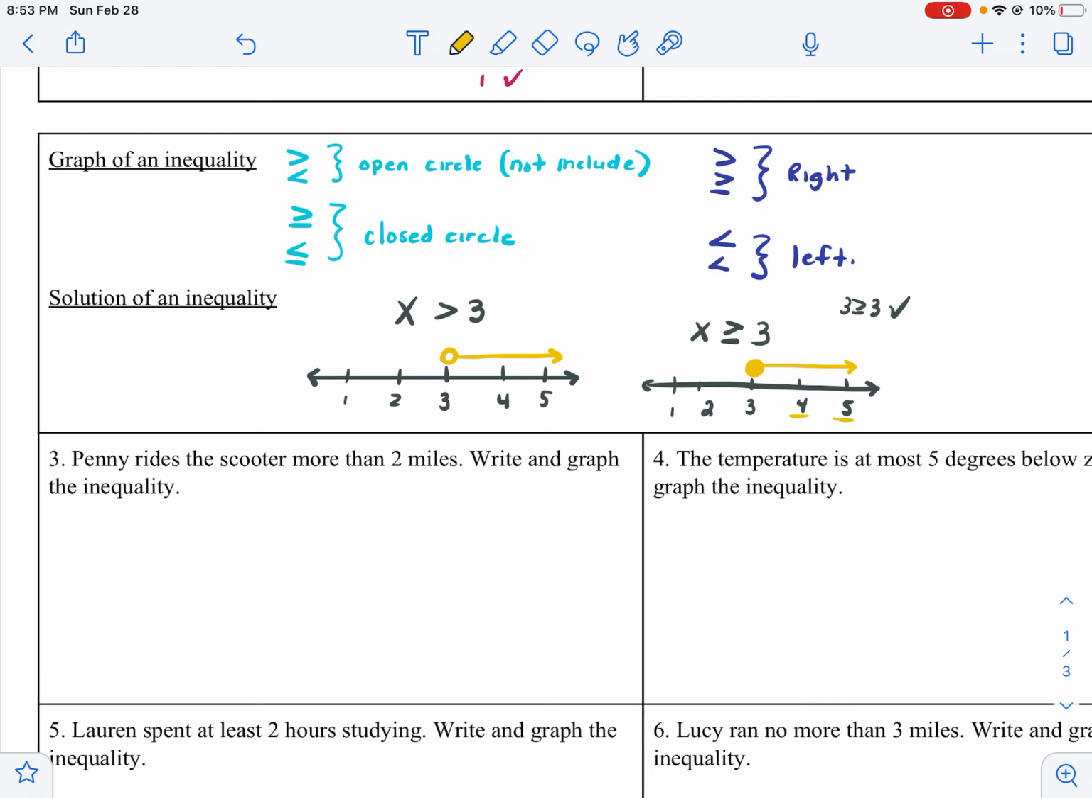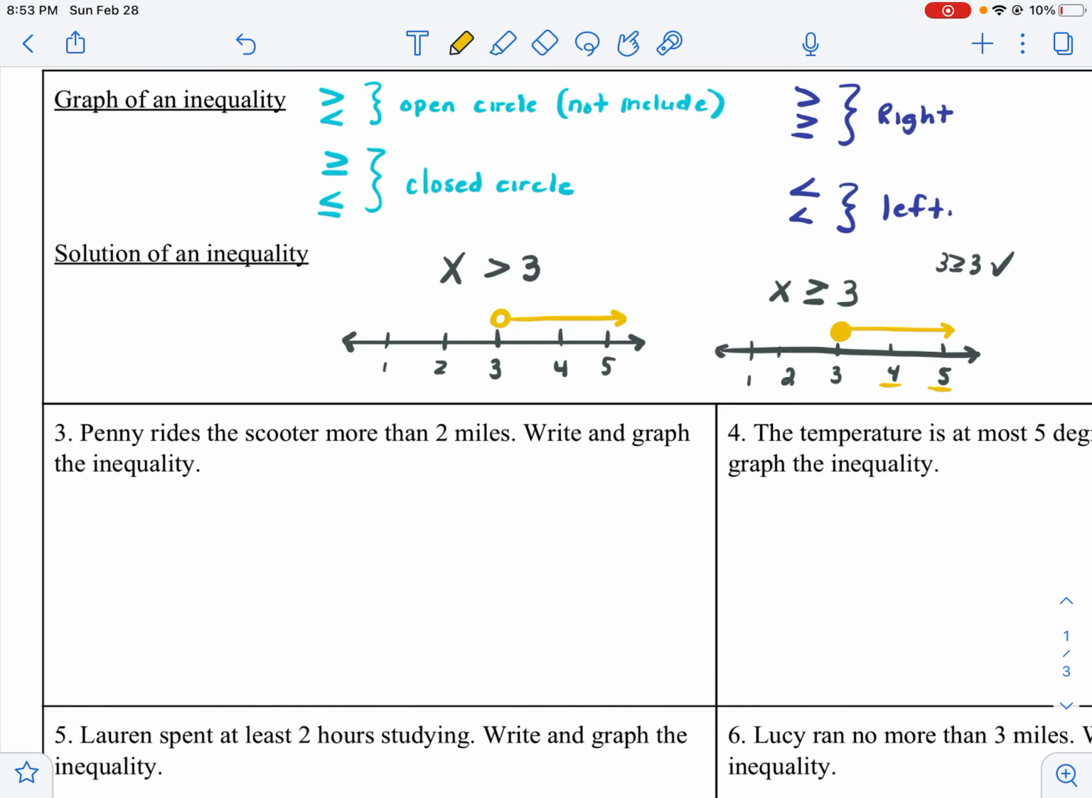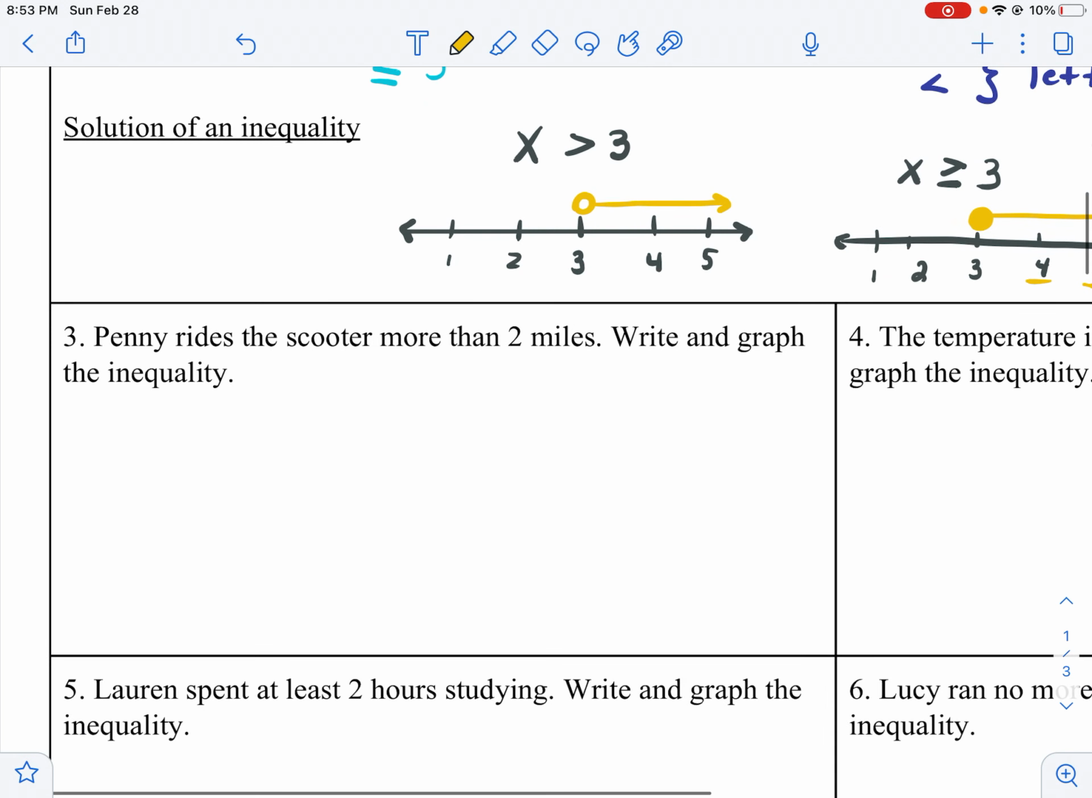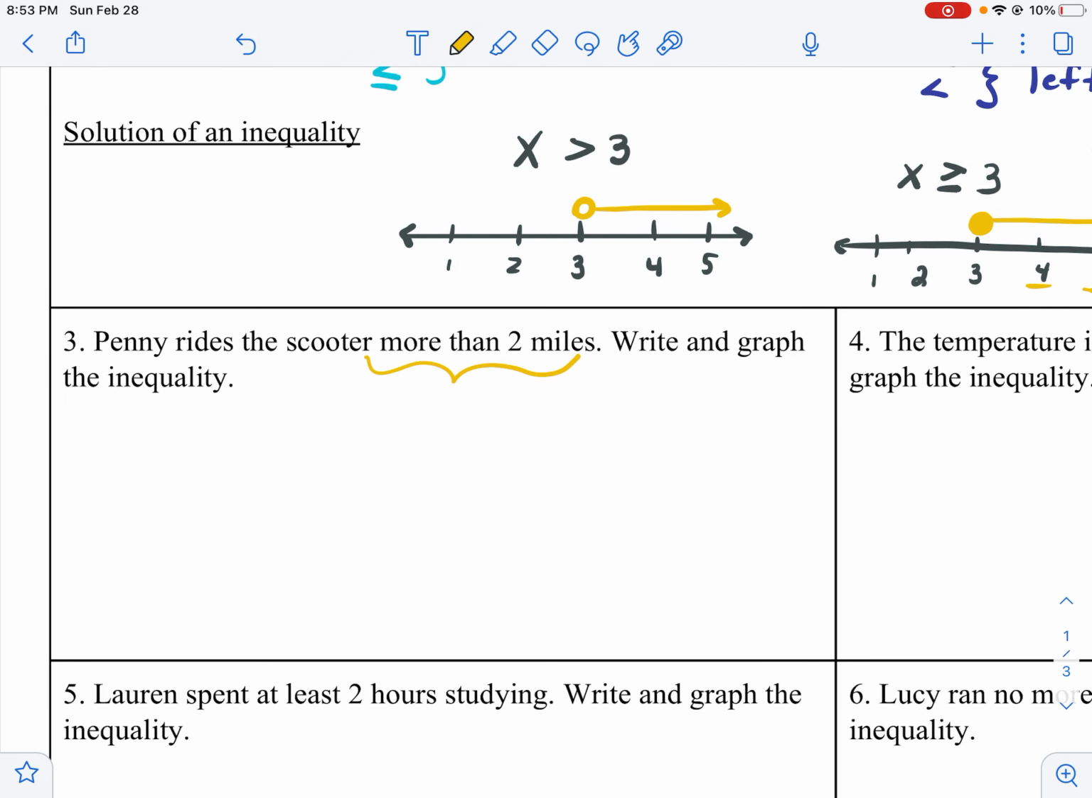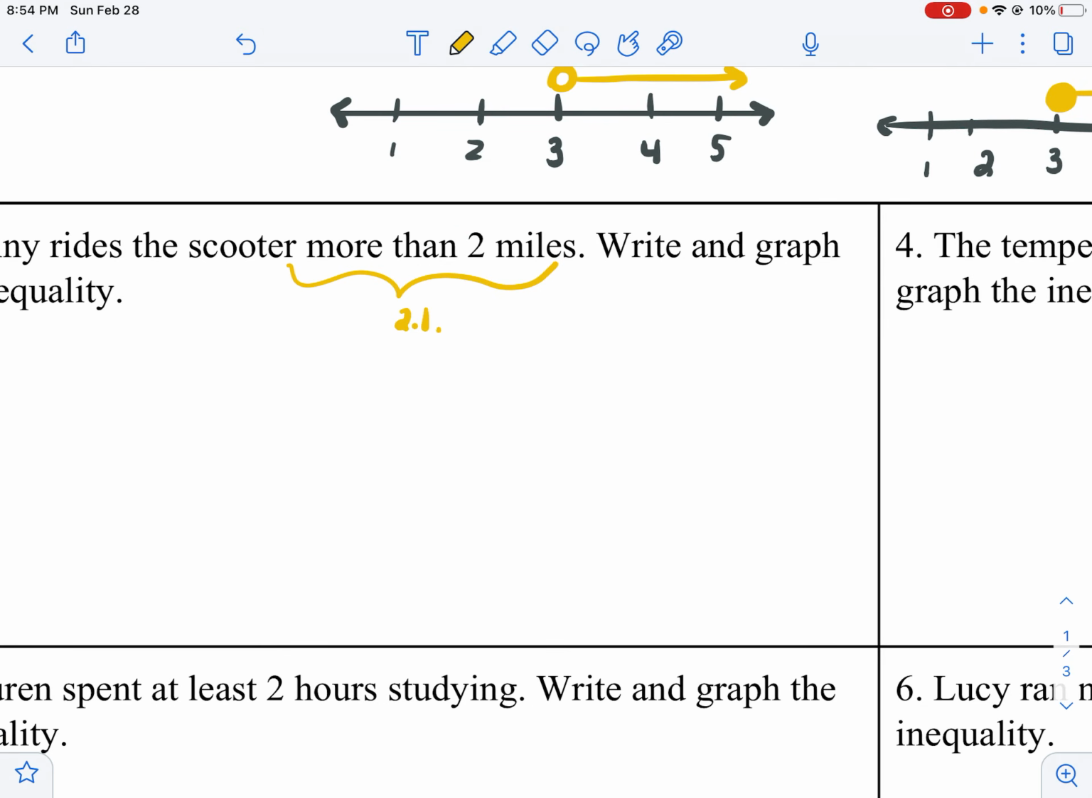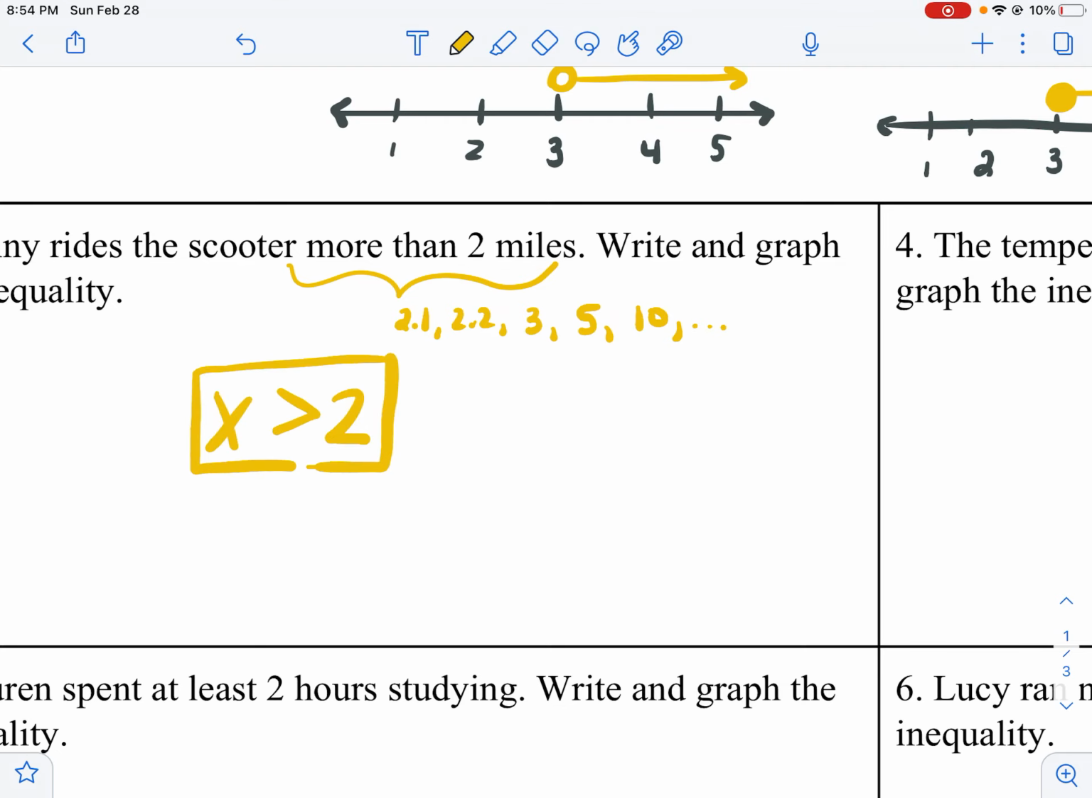So Penny rides the scooter more than 2 miles. Write and graph the inequality. So she went more than 2 miles. She went not 2, so 2 doesn't count, but maybe 2.1, 2.2 miles, 3 miles, 5 miles, 10 miles, who knows. So all of the possibilities must be bigger than 2.